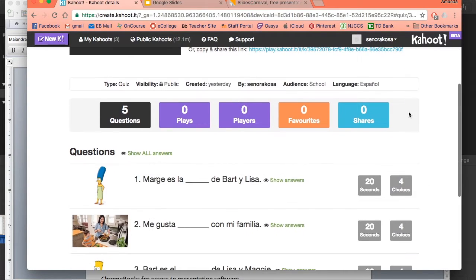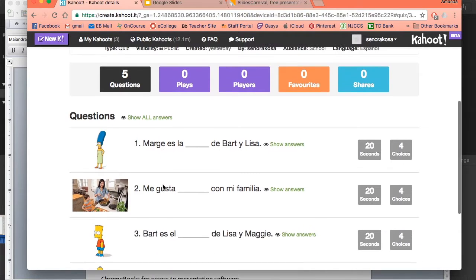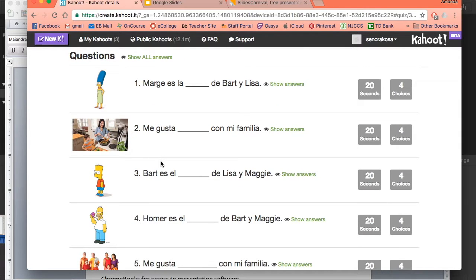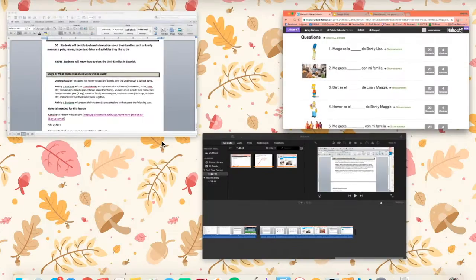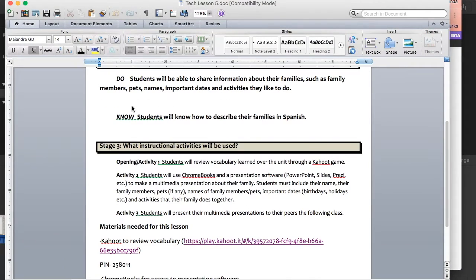Some of the questions that we have are about family members. Marge es la madre. Me gusta cocinar. I like to cook with my family. I use The Simpsons because a lot of students tend to know who they are in relationship to each other, even if they're not a fan of the show. So we're going to do this Kahoot to review the vocabulary that we have learned so far.